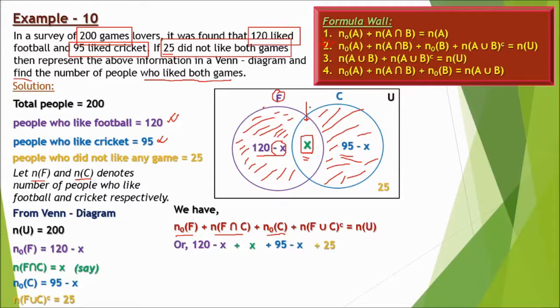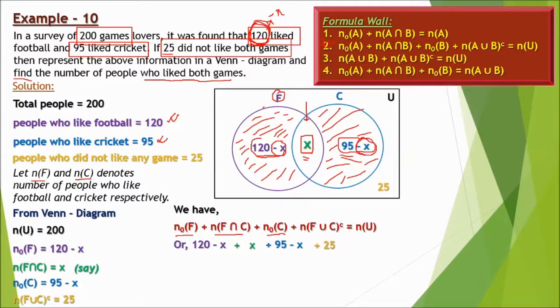Let me make this clear once again. 120 like football means, in this 120 there are some people who may like cricket also. In this 120 football-loving people, there are a few who may like cricket also. So we have to subtract that common element from this 120 so that we get the only element. So only football is 120 minus x, only cricket is 95 minus x. This x is the common element which we have subtracted.